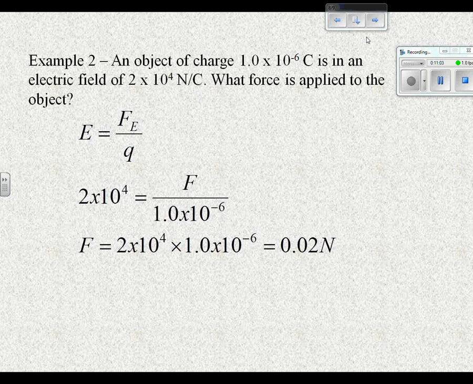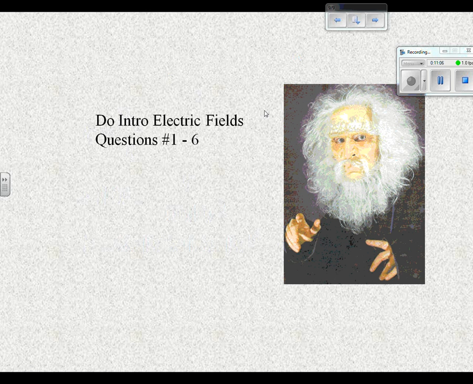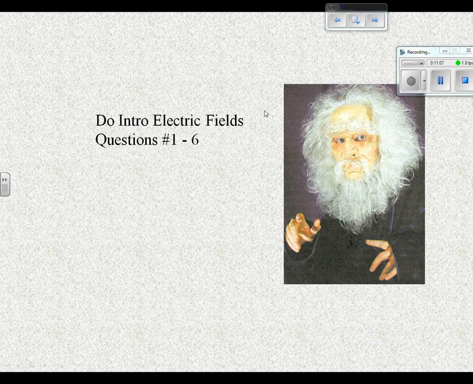So this is the only true formula? And one last tip, don't stick your finger in the socket.